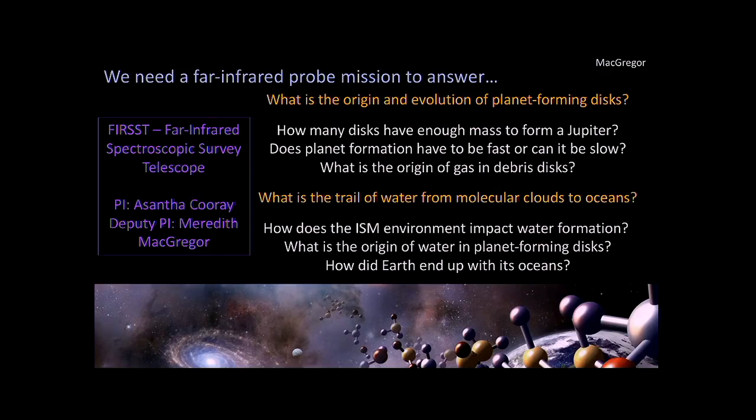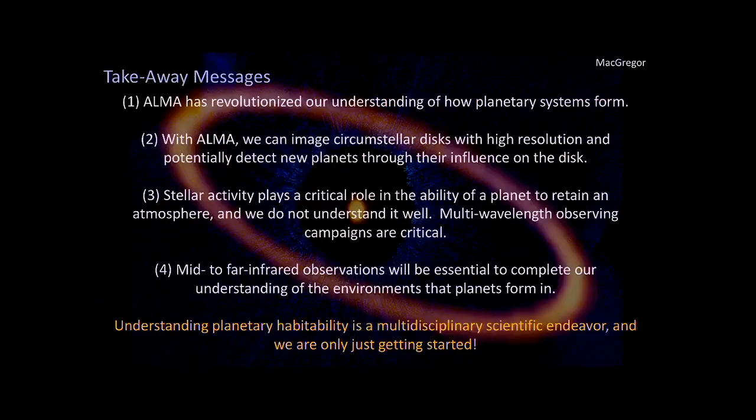But PRIMA, which is being headed out of here, will also do this. And I think either one would be an awesome mission and allow us to do some really exciting science and make a huge impact in our understanding of planet formation. So I highlight that to say, we've done a lot now in planet formation, and I think we're going to do a whole lot more in the future. And I will put up a few takeaway messages, and then I'm happy to take questions.